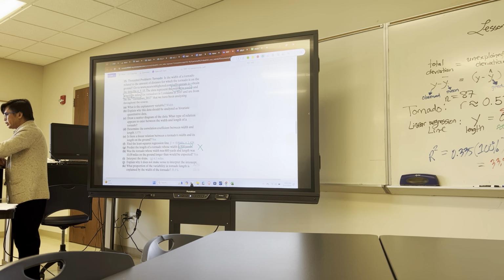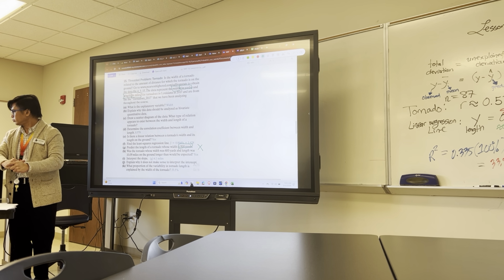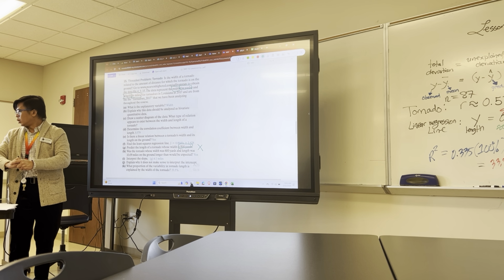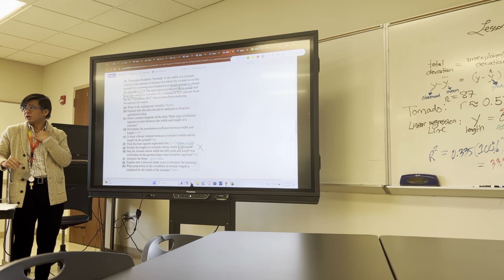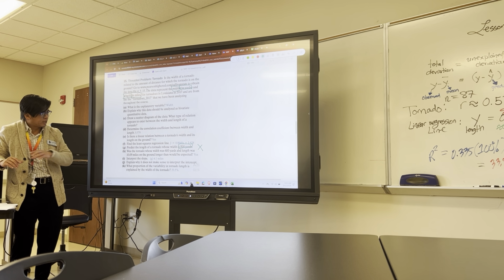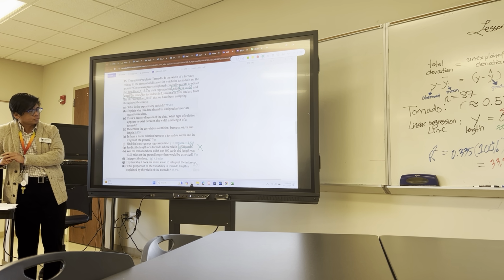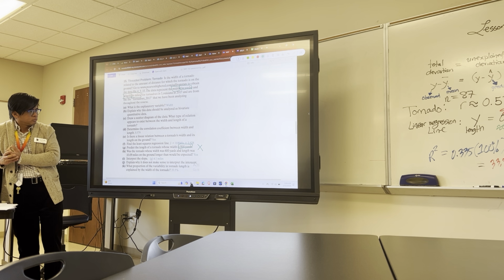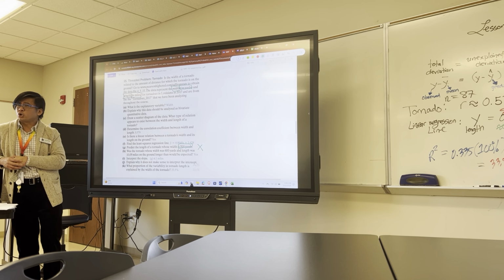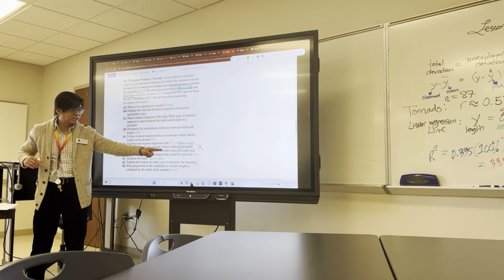What's the other question in here? Okay, letter H. Let's read letter H. Was a tornado whose width was 600 yards and length was 10.09 miles on the ground longer than would be expected? So 600 yards and length was 10.09. Was it longer or shorter than expected?